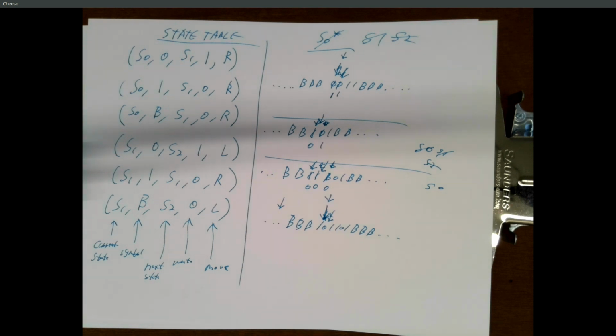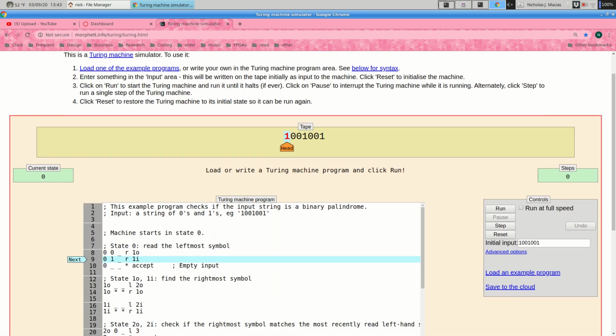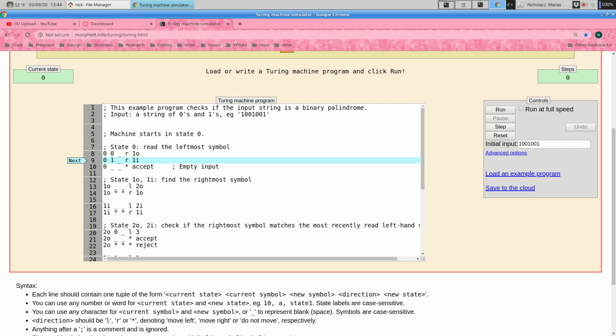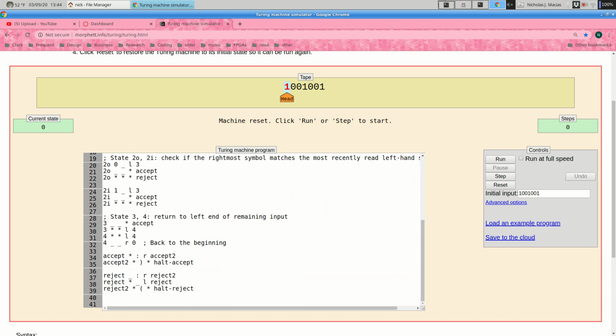And so this was the theoretical model of computing that was used by Alan Turing and others to study questions of computation. You can find Turing machine simulators online. This is my favorite, I think. And what is this doing? This is looking for palindromes. It's not a horribly long program.